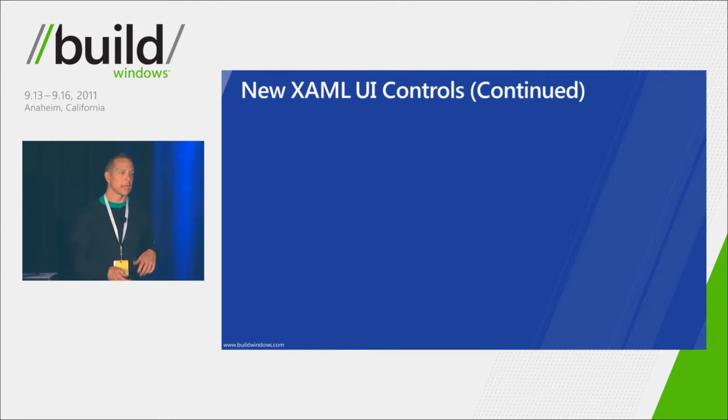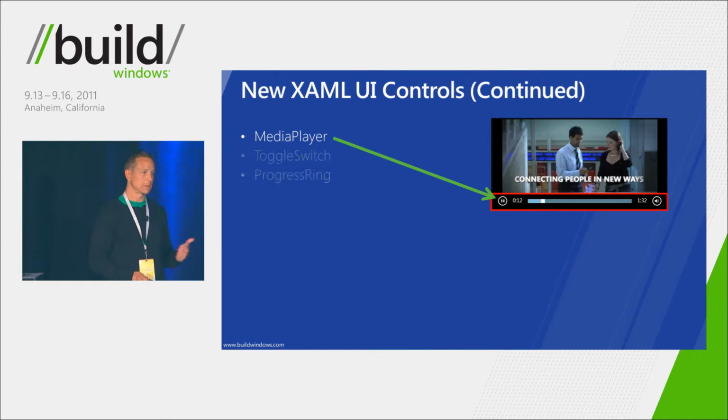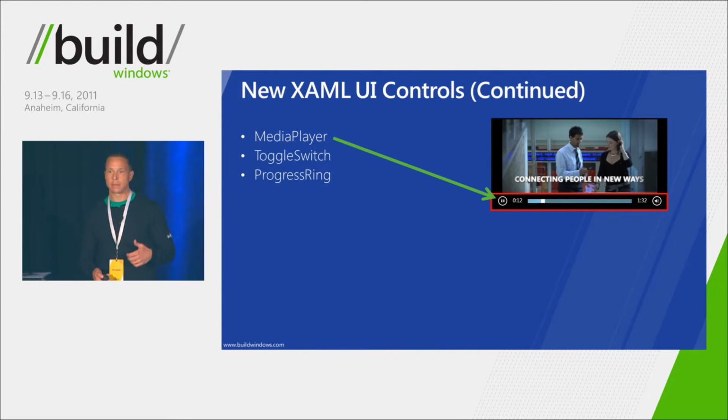So, other XAML UI controls that we've got, for people who are used to Silverlight. Silverlight was great for playing back media, but one of the first things you had to do was go find a UI for playing back your media. Silverlight had this thing called Media Element, but it was UI-less, so the first thing you had to do was build UI to play back your media. In Windows 8, we have a default media player so that you have UI that you don't have to build out, which is nice. Yay.